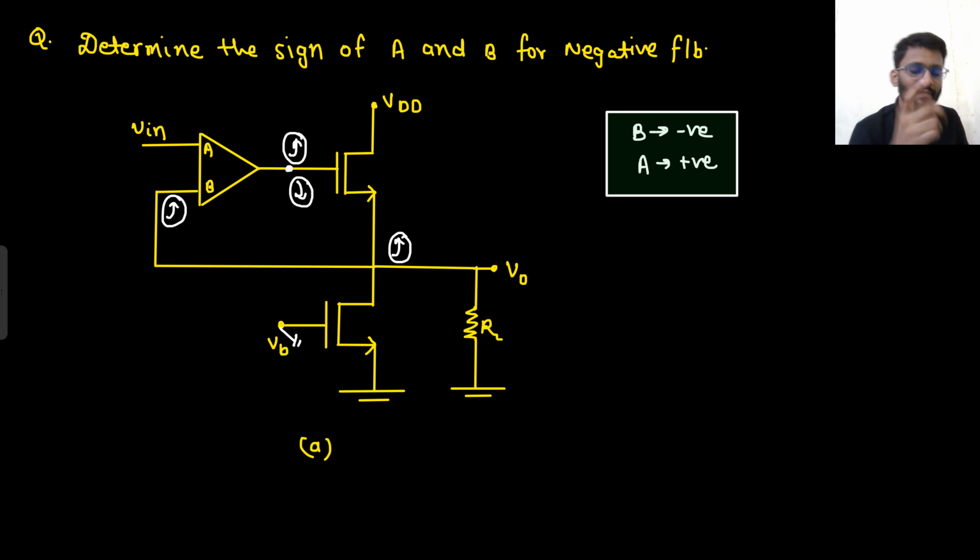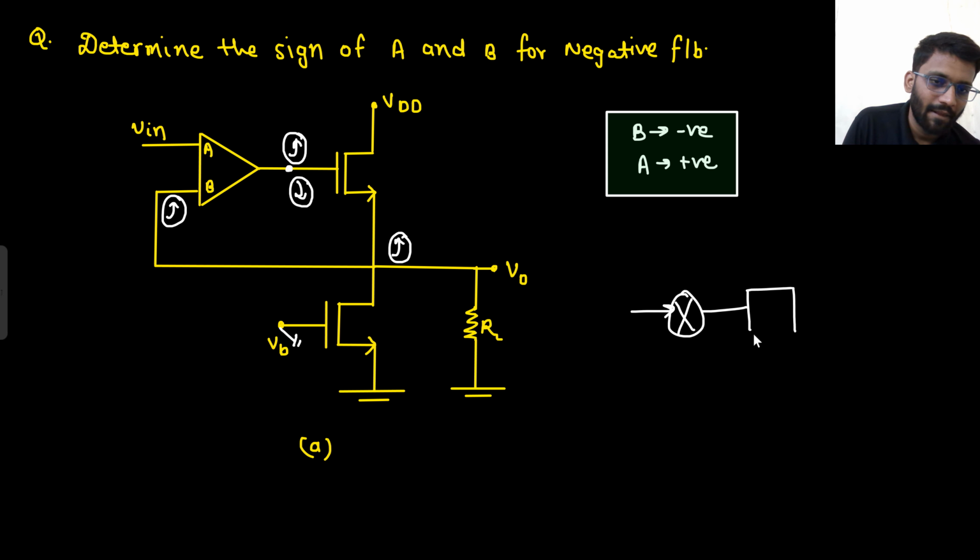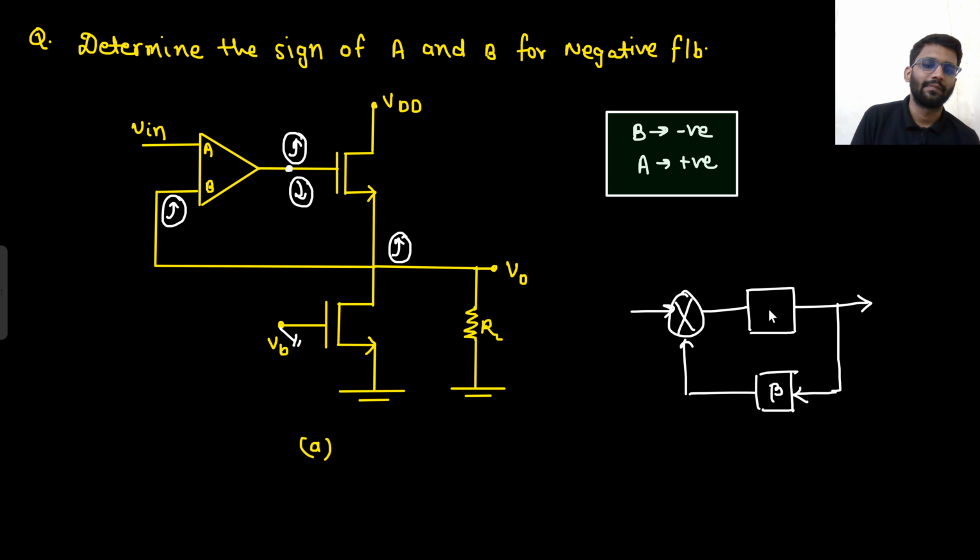Say yes or no. What is the other way? The other way is, if you want negative feedback, you need 180-degree phase shift. If you want negative feedback, you need 180-degree phase shift. How is it so? Let me show you. This is A, this is plus, this is minus.